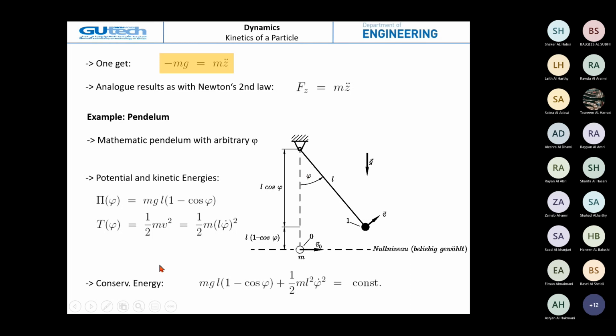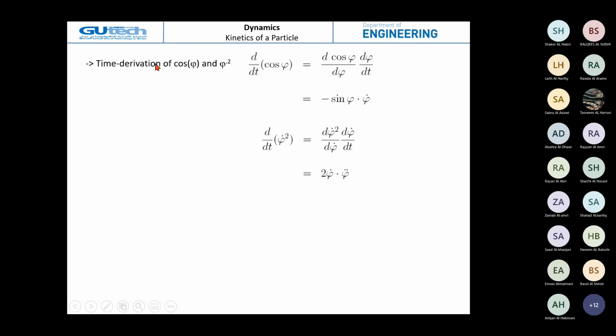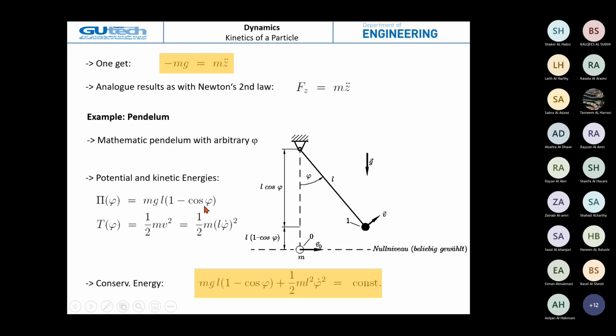Now, if we apply the conservation of energy, that means the arbitrary energy, which is decomposed into the potential plus the kinetic energy, will be constant. Constant also means it will be equal to the initial energy. Now for the derivation here, we have cosine phi. We have also phi dot here.